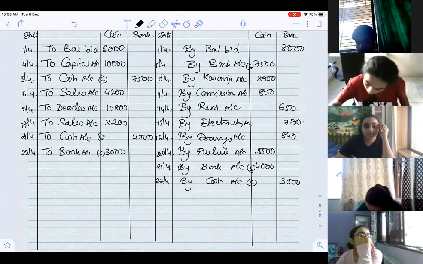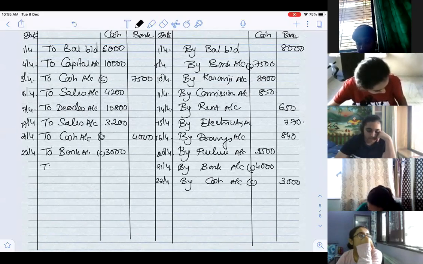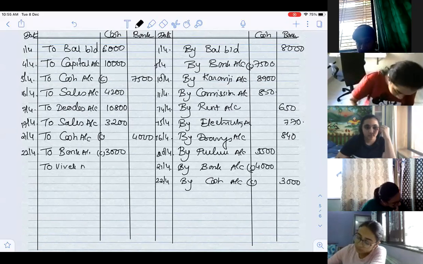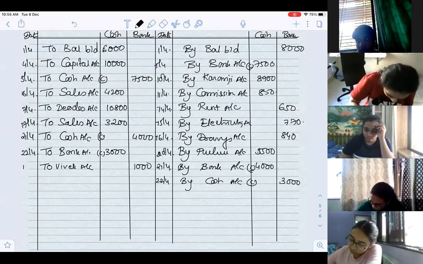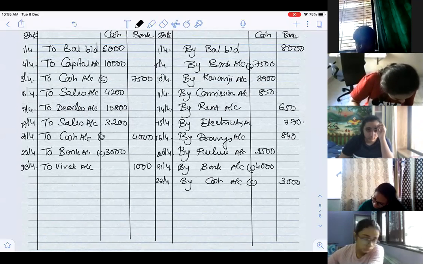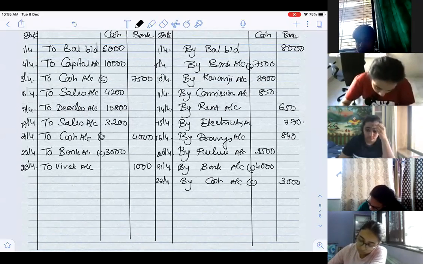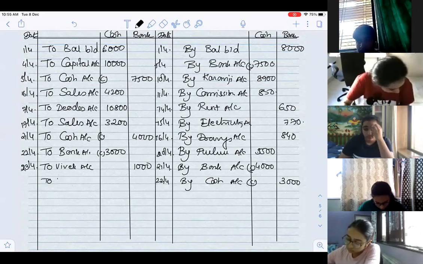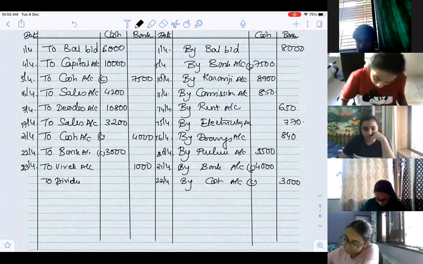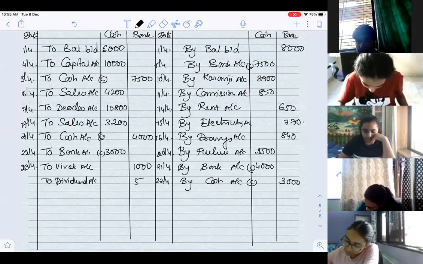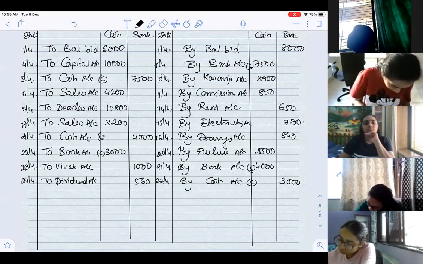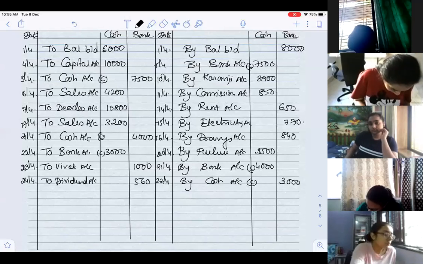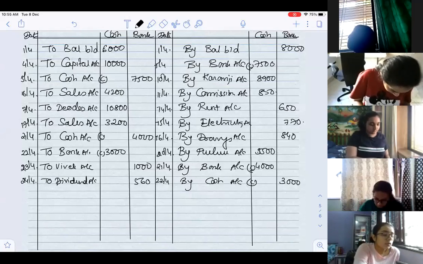Then received a check of 1,000 from Vivek and deposited in the bank. Same day the check came and was deposited in the bank. What entry should you pass? Bank to Vivek. Bank to Vivek. Bank column 1,000. This is on 23rd. Then received a crossed check of 560 towards dividend. Received a crossed check means bank. So bank to dividend 560, bank column. Received a check of 1,350 from Lakshman. Should it be cash to Lakshman or bank to Lakshman?